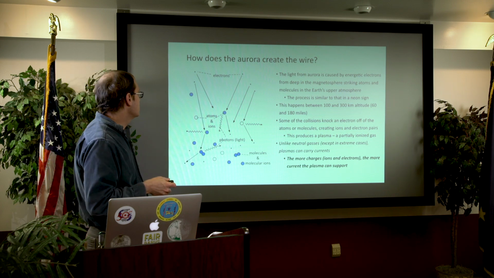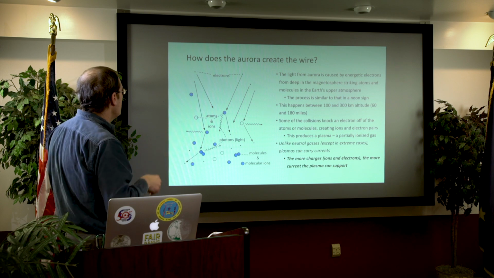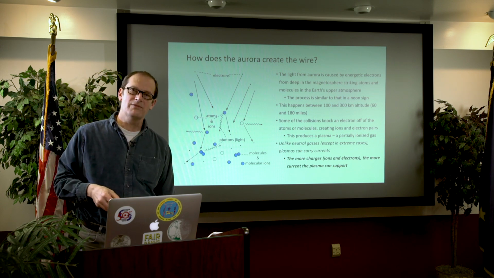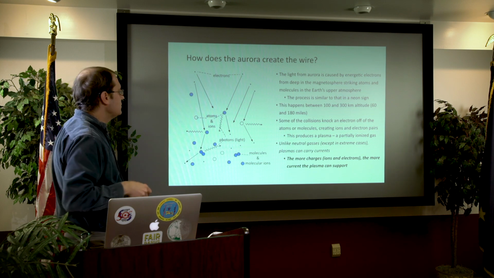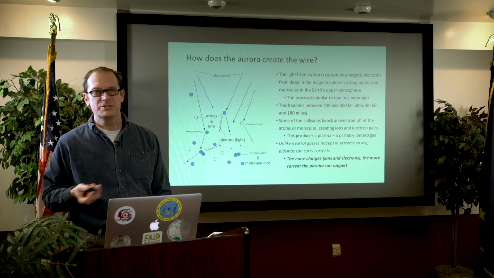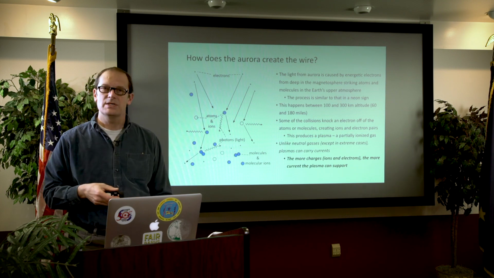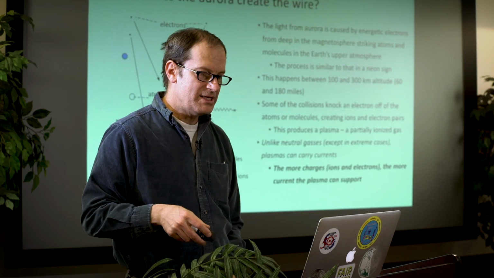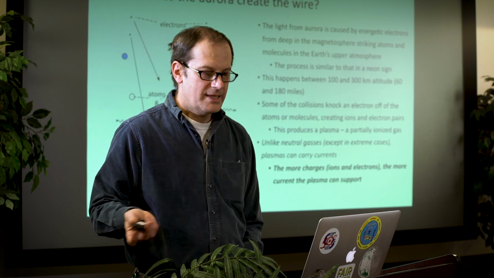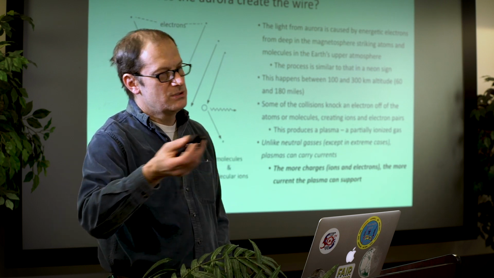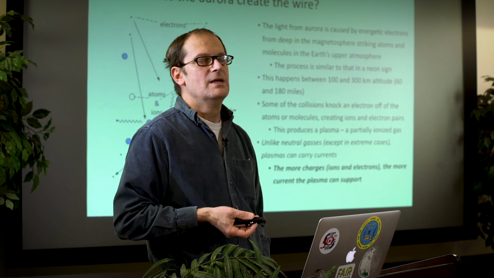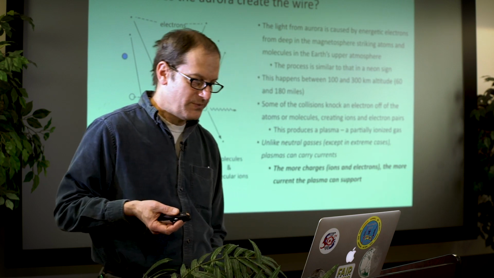Those are nitrogen emissions. But while it's doing this, some of those electrons are very energetic, and so they can actually knock another electron off of those atoms or molecules. When it does that, that atom or molecule now becomes an ion. It becomes electrically charged, and you've got an electron over here that's electrically charged. When that happens, you now produce what's called a plasma, which is a partially ionized gas. And like a regular gas, it still responds to pressure and temperature, but now if you add an electric field or a magnetic field, it has to respond to those as well.